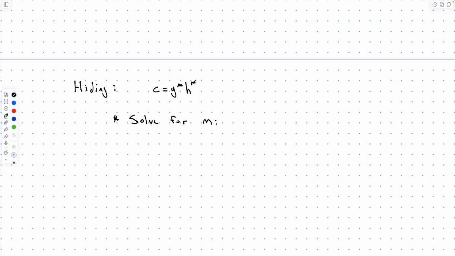I've got to move this H to the R over to the other side. I don't know what H to the R is, so it's going to be a little bit problematic, but let's assume that for some reason I can split this whole thing on the right-hand side into the G component and the H component. Then to solve for M, I'm still going to have to take a discrete log, the discrete log base G. It's just going to be a kind of crazy equation here.